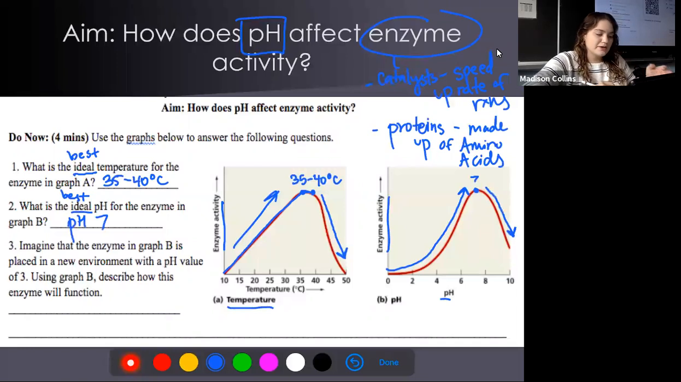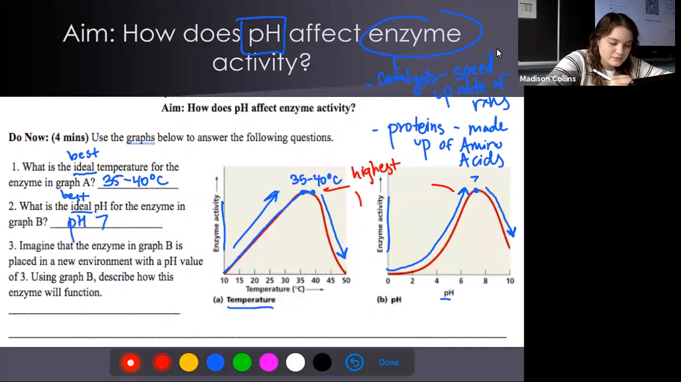So whenever you're talking about the ideal or the optimum temperature or pH, you're always going to look for the highest point in the graph. So I'll do that in red. You'll notice that both of these ideals are the highest point on the graph.